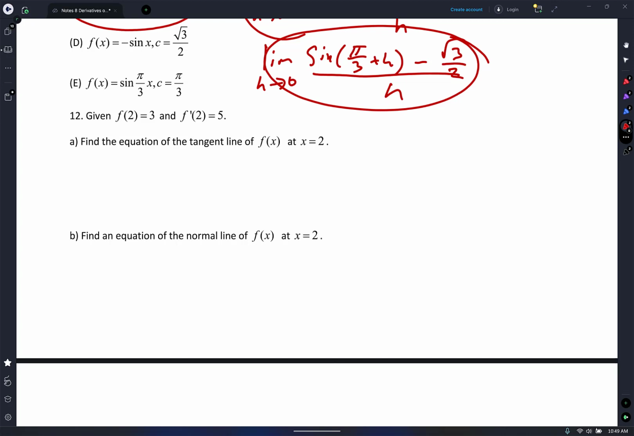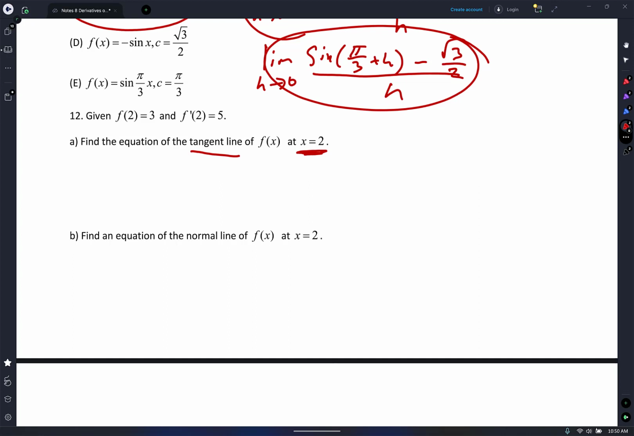Here we go. Number 12. Given f of 2 equals 3 and f prime of 2 equals 5, find the equation of the tangent line of f of x at x equals 2. Okay, let's rewind. Given f of 2 equals 3 and f prime of 2 equals 5, find the equation of the tangent line of f of x at x equals 2. All right. For a tangent line, I need two things. What and what?